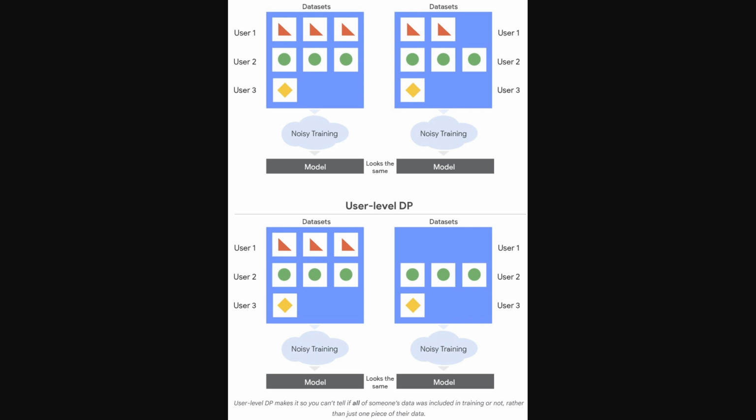Now in the second scenario, all of user 1's triangle data is completely removed. Yet after this altered dataset also goes through noisy training, the resulting model looks the same. This really highlights the core idea. It's impossible to determine if an entire user's data was part of the training or not.